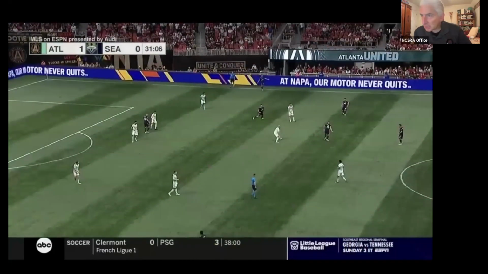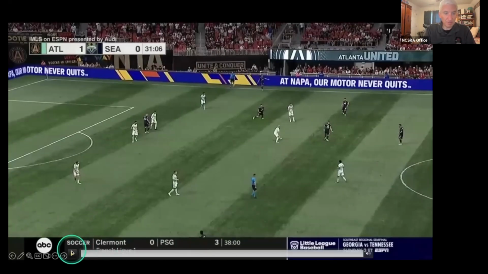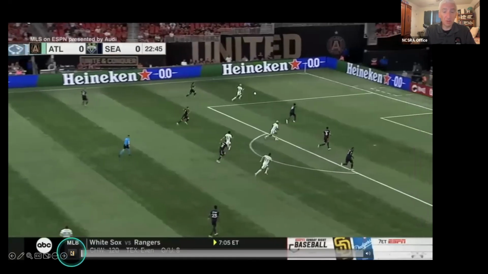What do we think? I see several onside. So let's talk about this. This is why this is the best clip ever made. And the announcer Taylor Twellman got it right. It might be reviewed. It was reviewed.